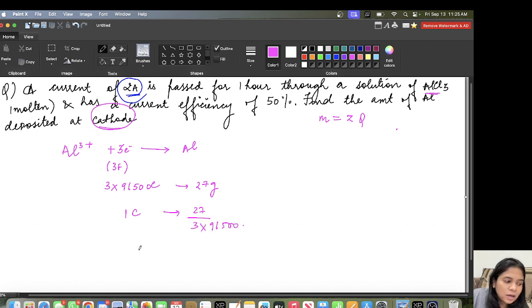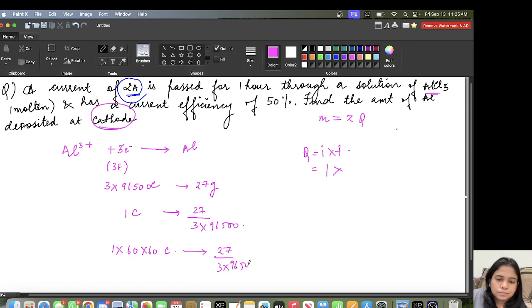How many coulombs do they want? I into T, right? 1 into 60 into 60. Q is equal to I into T, right? I is your 1, into 60 into 60. That's what we calculated. It will be equal to this thing into 1 into 60 into 60.